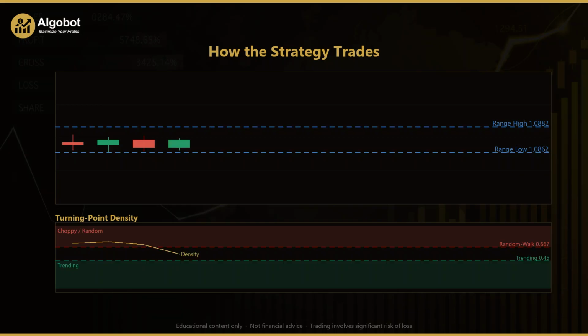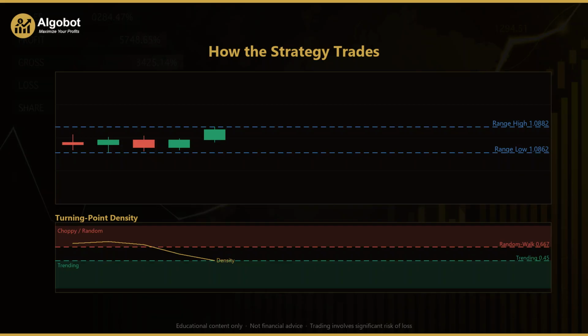Look at the first three candles. Price is chopping back and forth in a tight band, one bar up, one bar down. Notice how the density is riding high, up around 0.7, even above the random walk baseline. This is exactly the noisy environment the strategy is designed to sit out. There is no clean direction here, so nothing happens.